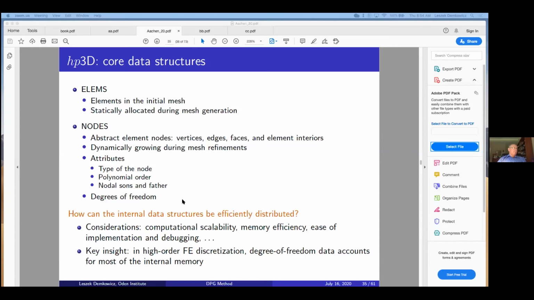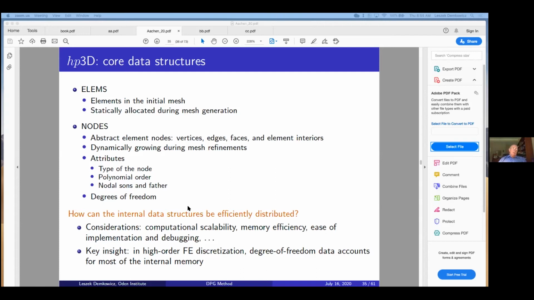So this is reiterating the concept that we have only two arrays, elements and nodes. And the big question was how to go from the sequential version to the parallel version without killing ourselves.